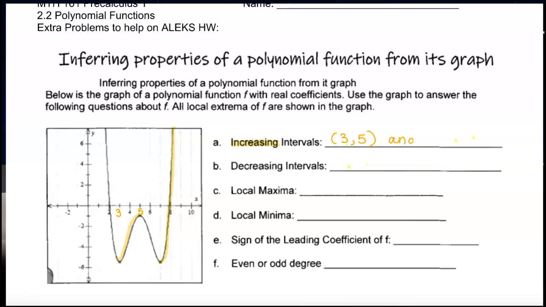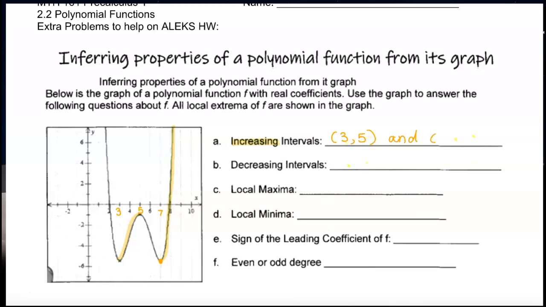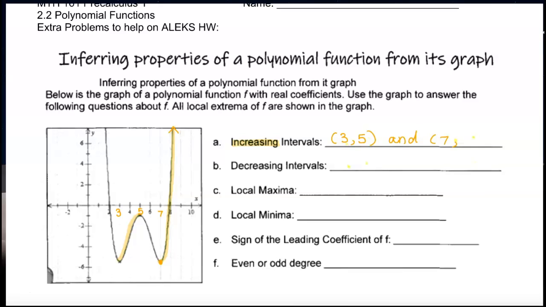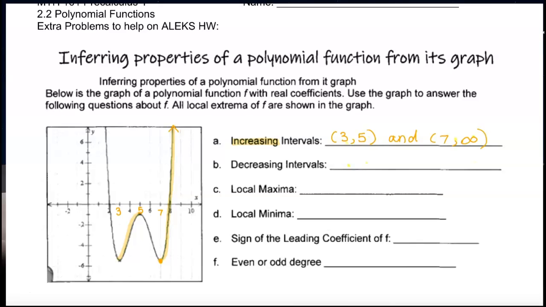So the first increasing interval is from 3 to 5. And this starts going up again at 7. And assuming this graph continues this pattern to the right, we can go ahead and say positive infinity for the right end. Okay? All right, so that's the increasing interval, going up from left to right.